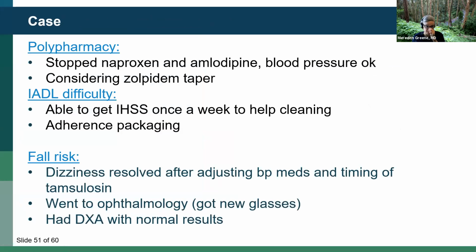So what happened in this case? So putting it all back together, actually you stopped his naproxen because you were concerned about his renal insufficiency and also thought it might be exacerbating his blood pressure. Because of the orthostasis, you stopped the amlodipine. He monitored his blood pressure, and actually it turned out he did not need the amlodipine to be restarted. He is considering a zolpidem taper, and that's what you're next working on.